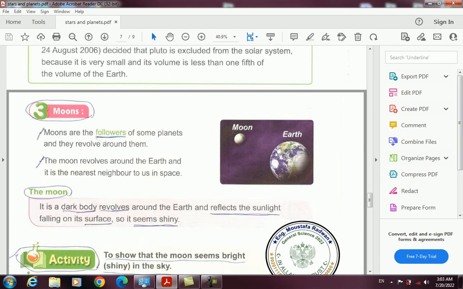So what's the definition of the moon, or any moon? The moon is a dark body that revolves around the Earth. This is the definition of our moon, and it reflects the sunlight falling on its surface, so it seems shiny.